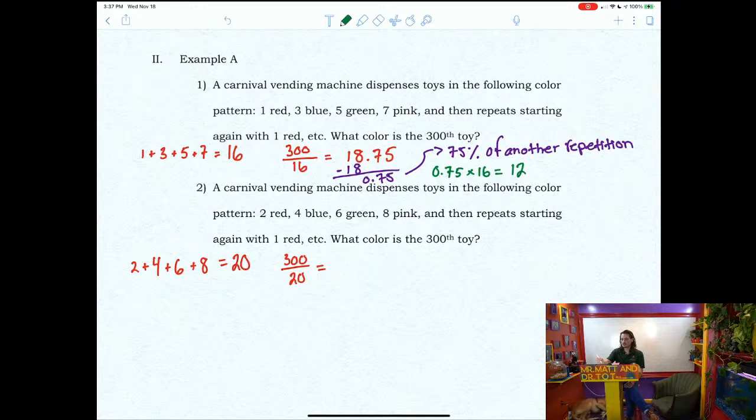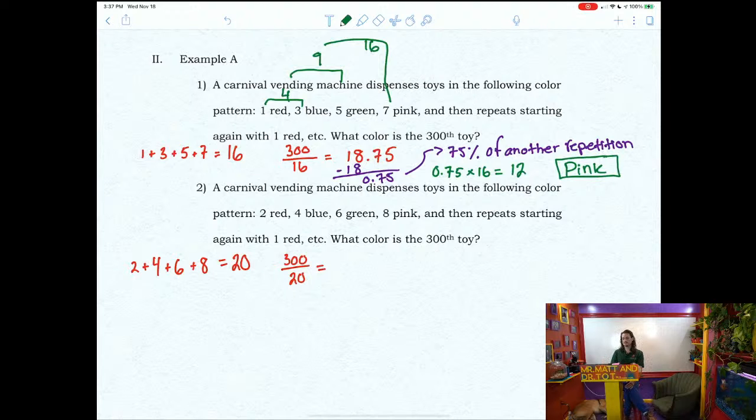1 plus 3 is 4. 4 plus 5 is 9. 9 plus 7 is 16. So this 12th color position is one of the pink toys. So for number 1, the 300th toy is going to be pink.